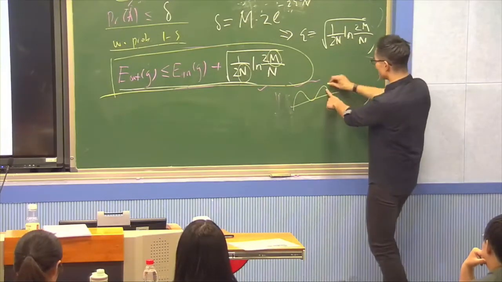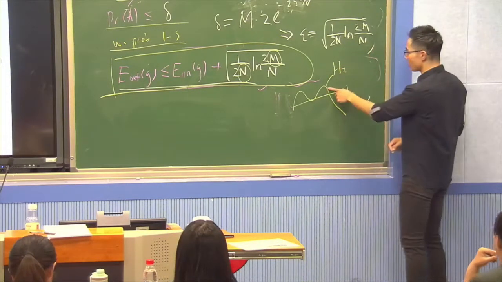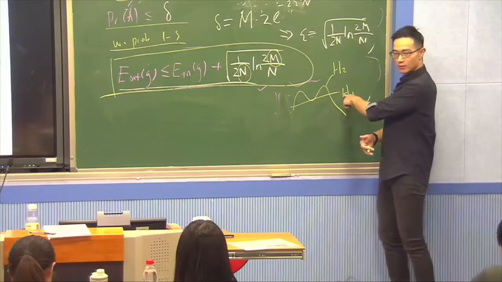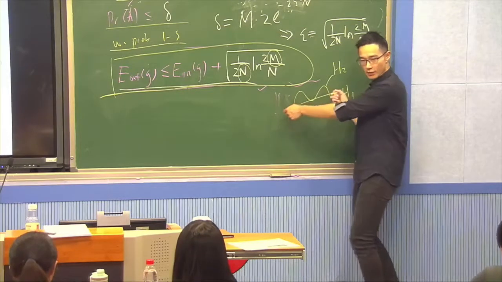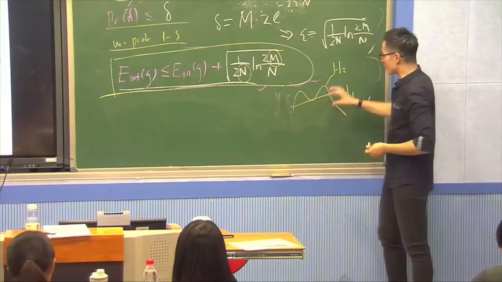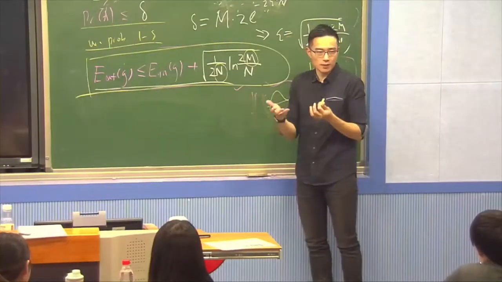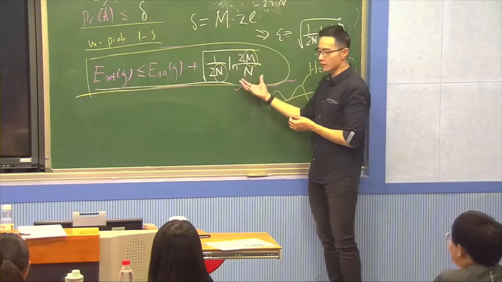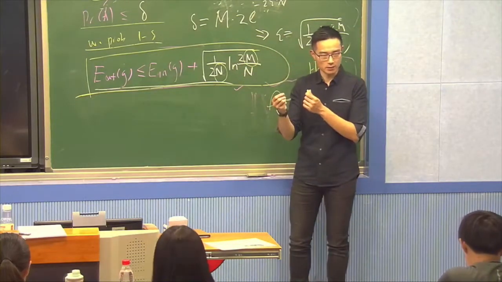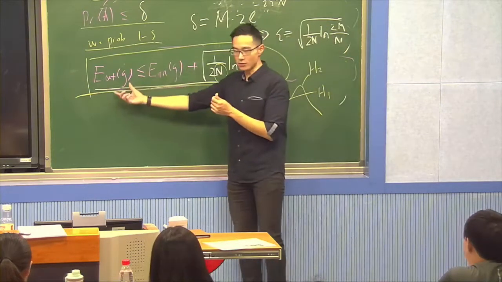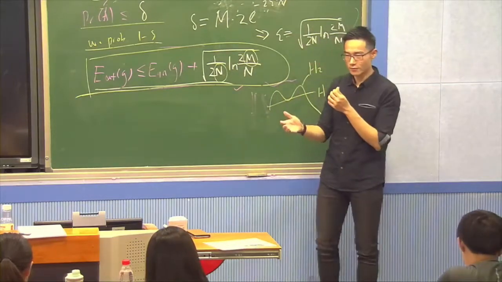This model, let me call it H2. This linear model, let me call it H1. H2 has more hypotheses than H1, because this model should incorporate the linear model, so the linear model has fewer hypotheses. Typically, the more hypotheses you have, the more complicated your model is. And what this inequality is telling us is that the more complicated your model is, the less your E out will tell you about your E in, so your E out and E in are farther away from each other.